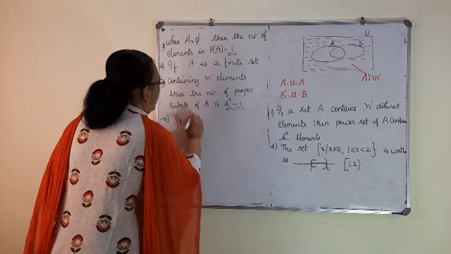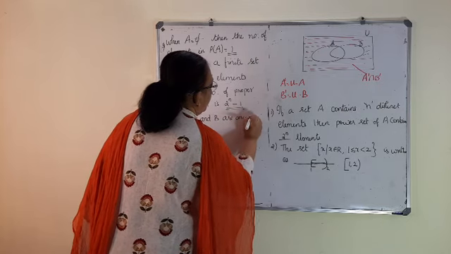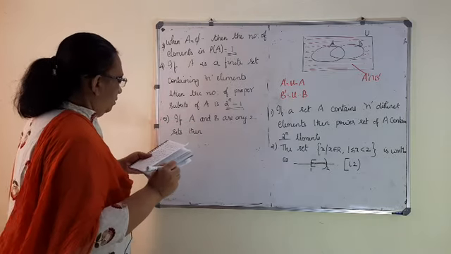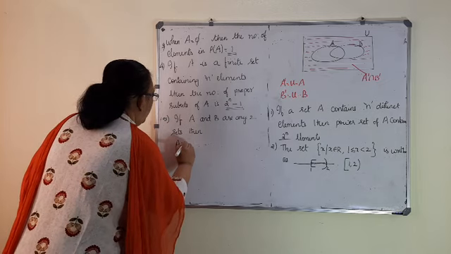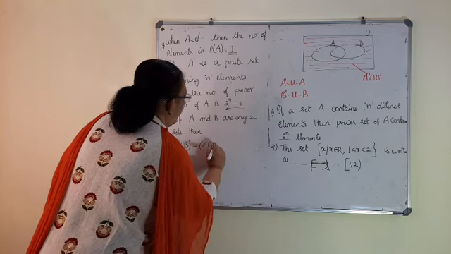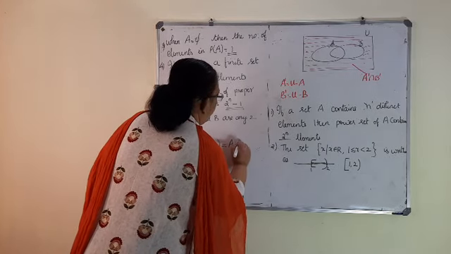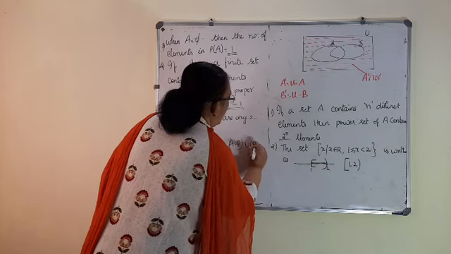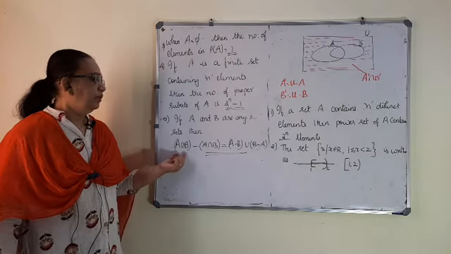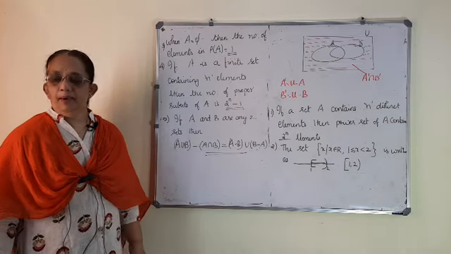If A and B are any two sets, then A union B minus A intersection B is equal to A minus B union B minus A. Remember this. If you want, you can prove this one.